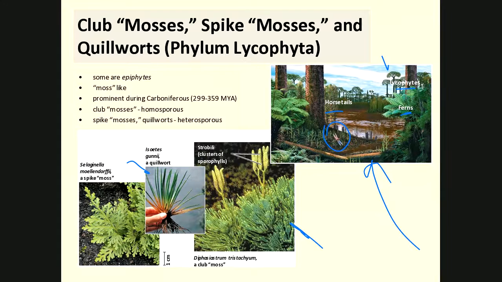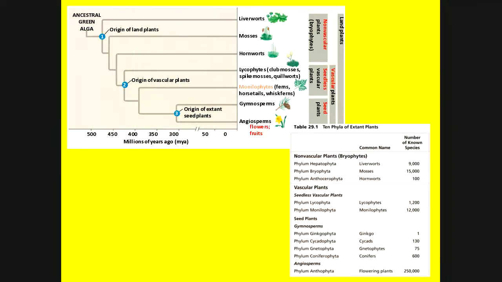All right, these organisms, like the club mosses, are homosporous, and then the spike mosses and the quillworts. You can see why the quillworts are called quillworts, because they look like the quill of a porcupine, the thing that jabs you. And they are heterosporous. So those are the lycophytes, and then the monilophytes: the ferns, sometimes called the ferns and their allies, ferns, horsetails, and whisk ferns. So we're vascular and still seedless.